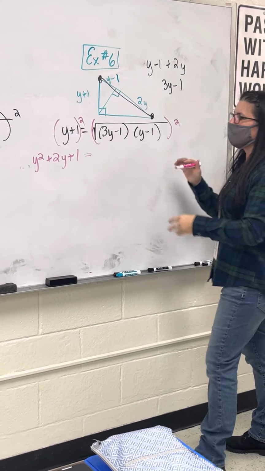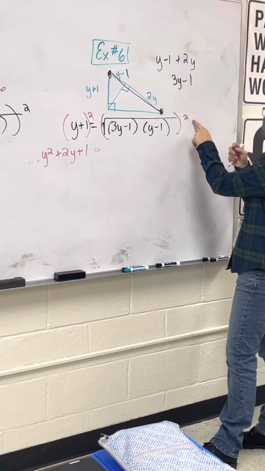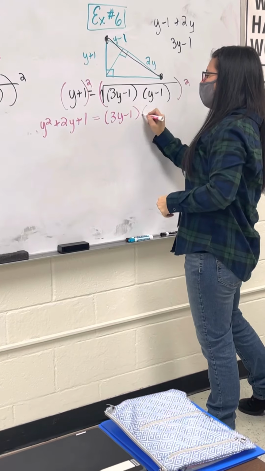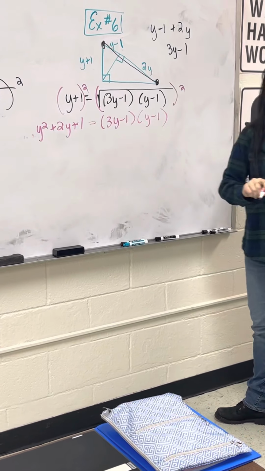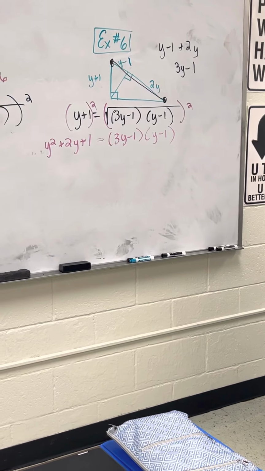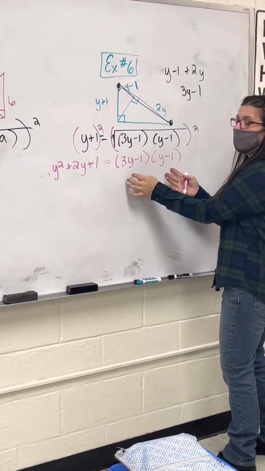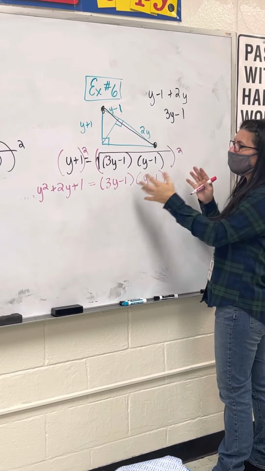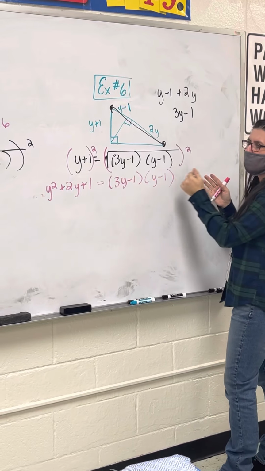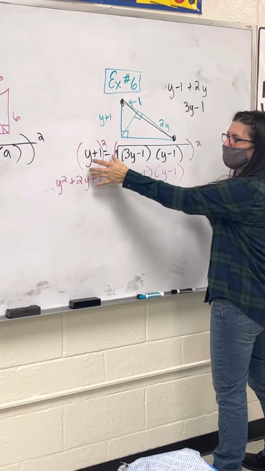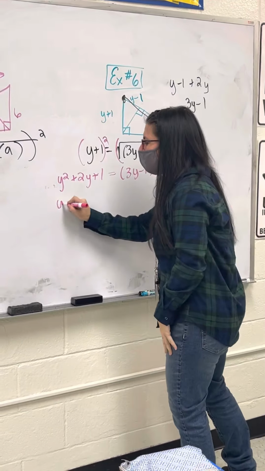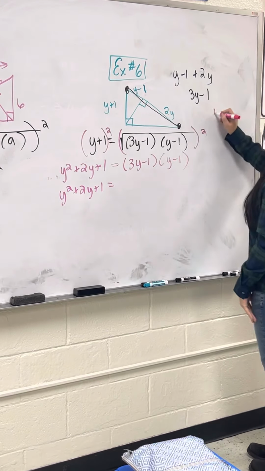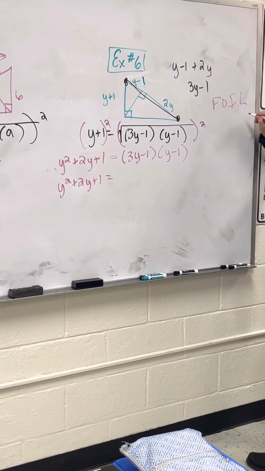On this side, the square and the square root cancel out. So what I have left is the 3y minus 1 and the y minus 1. I don't want to do too much at once. So now over here, I have to FOIL it to get rid of the parentheses. So I'm going to do the same thing I did over here. Let's bring down my y squared plus 2y plus 1. Let's use this FOIL idea again.